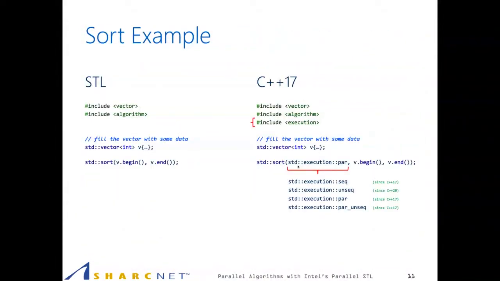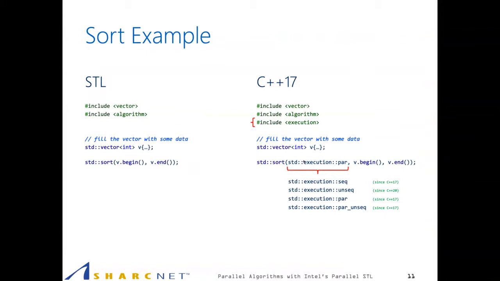this one, which can be one of these. Here, actually, unseq is available after C++20, but one of the good things about Intel Parallel STL is that it supports unseq right out of the box. So here, if you put std execution parallel, it tries to parallelize the code if it can.